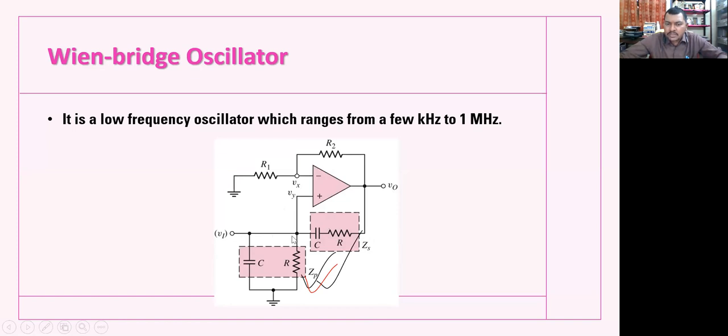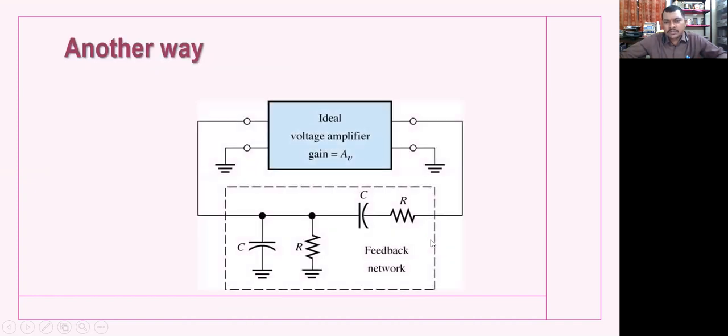If you are able to see, this is a sort of a bridge. There was actually one more circuit which looks like a bridge, right? So there are these 4 points, and they are connected over there, so it appears as a bridge. That is how we call it a Wein bridge oscillator, right? So these are resistances R1 and R2. They are different, but they are required to calculate the gain of this amplifier. And this RC network is going to decide the frequency. So this is how the circuit looks.